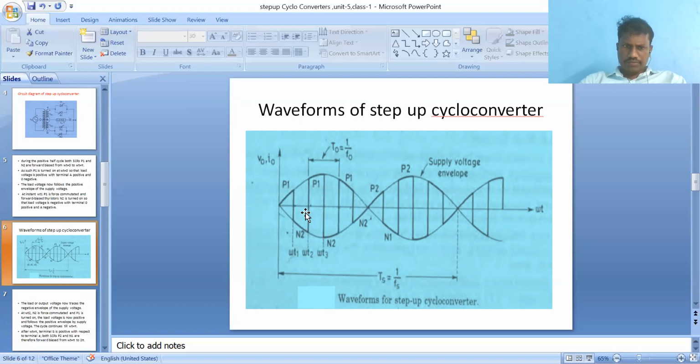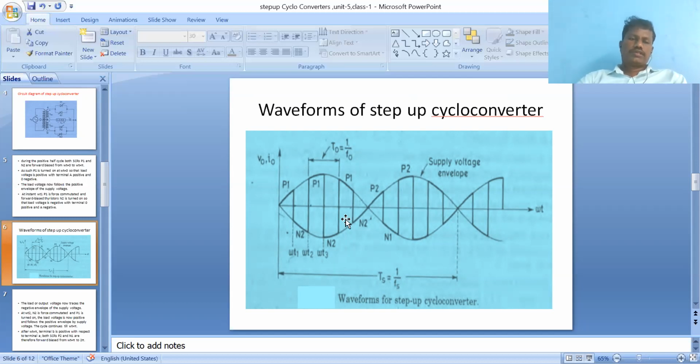How many cycles up to completion of one cycle? One half cycle: 1, 2, 3. On completion of one half cycle of input, we are getting 3 cycles of output. Similarly, the other half cycle is also 3. So in total 6. The output frequency is 6 times the input frequency. That's why it is called a step-up cycloconverter.